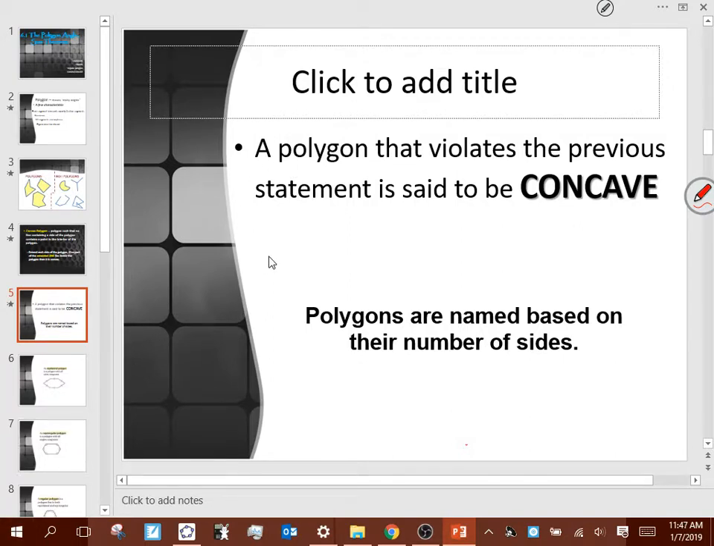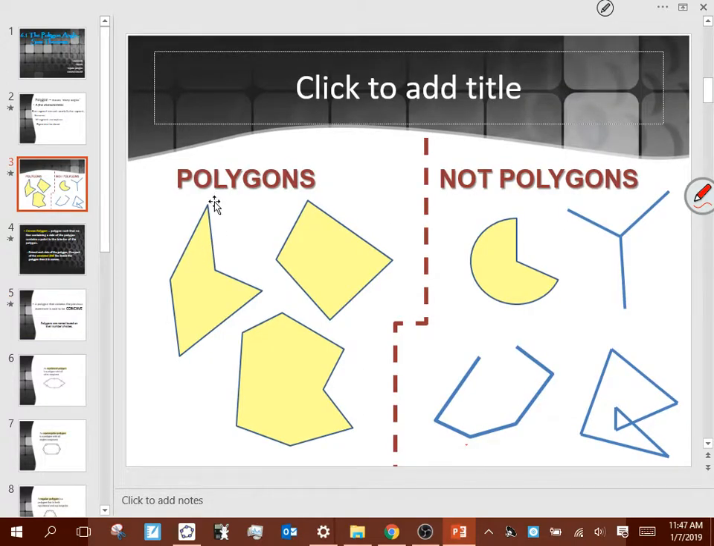But in all those situations, across all of mathematics, concavity is the idea that there's a depression on the figure. You see how that's kind of caved in right there? Does that make sense? You see how this side here is kind of caved in? On this one here, are there any caved in sides?